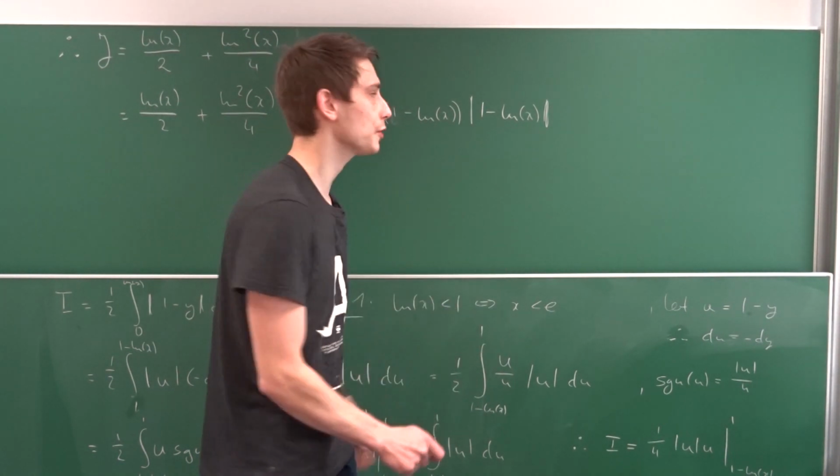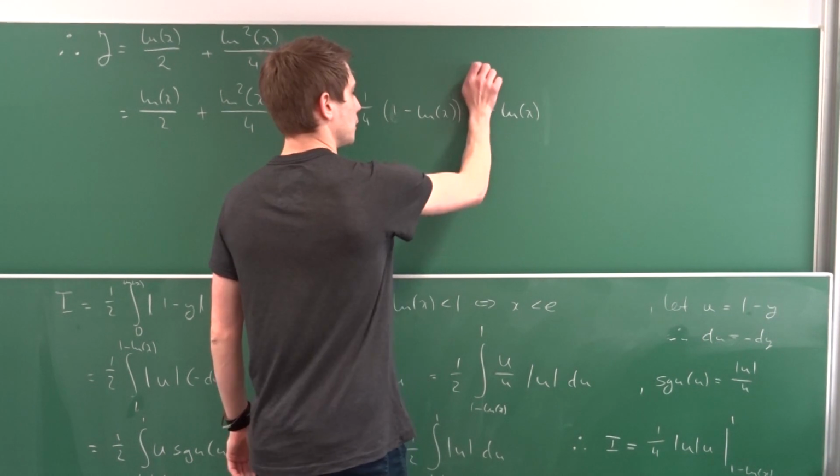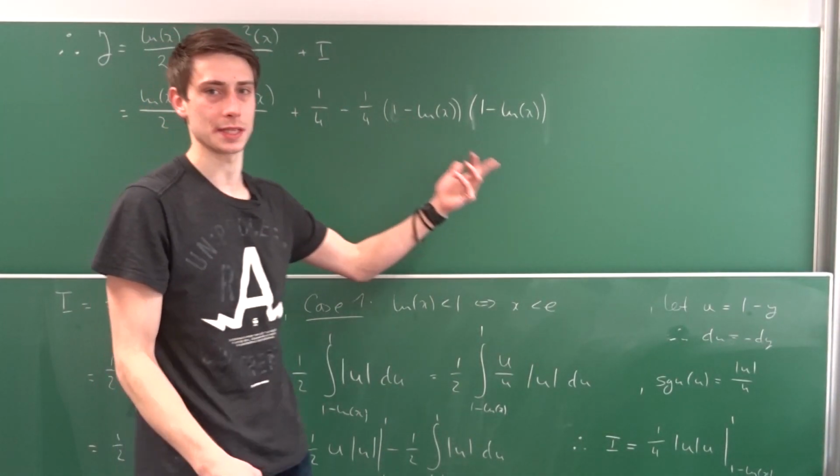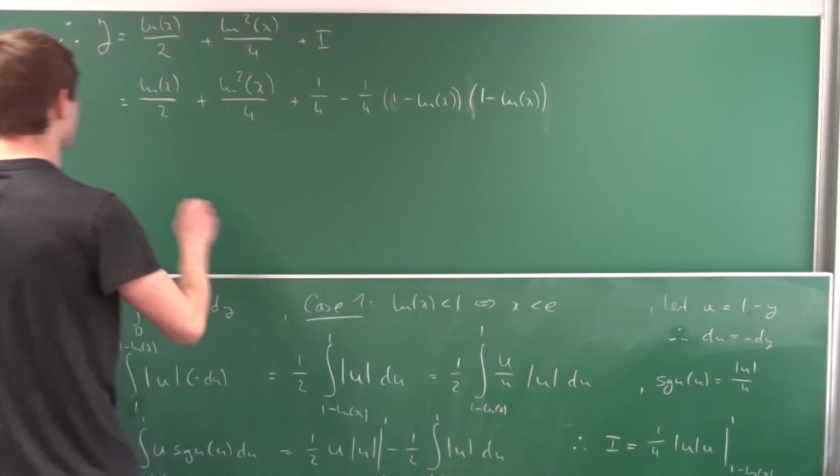So we are just getting rid of it. So let me rewrite this. That's that, and that's the same expression. So that's just 1 minus ln x squared. And we can solve this.